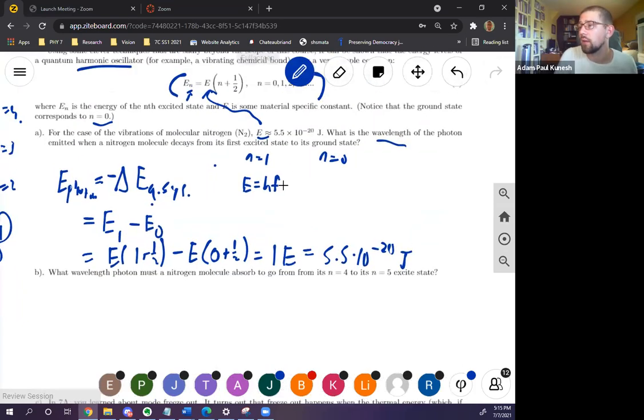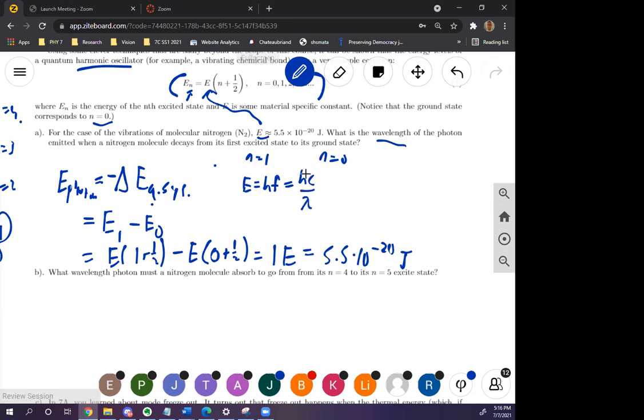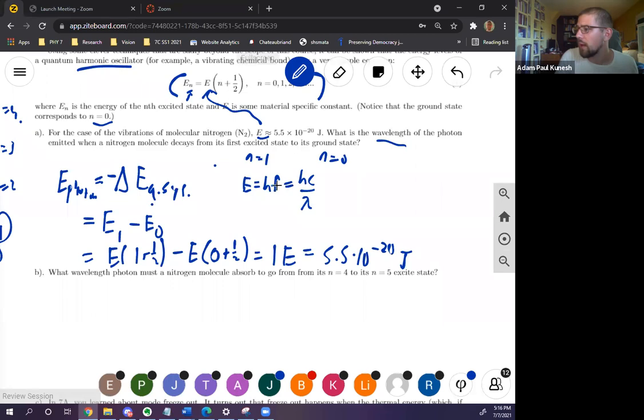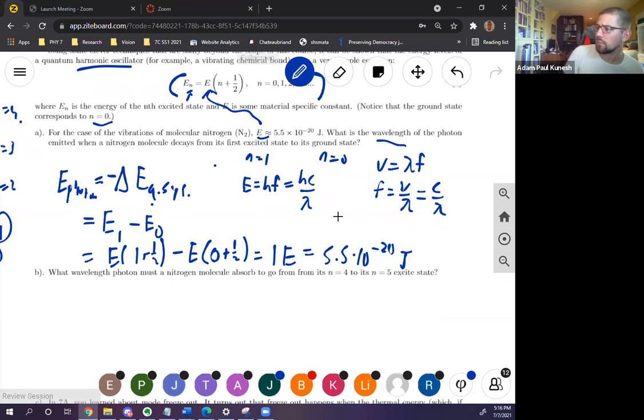This is a good clarifying point. It's actually not HF divided by wavelength. It's HC divided by wavelength. Oh, sorry. Okay. You're good. So this part here, F being equal to C over lambda, is just something we've already seen before, which is V equals lambda F rearranged. So F is V over lambda. And for light particles, or for light, like a photon, V is just C, the speed of light.